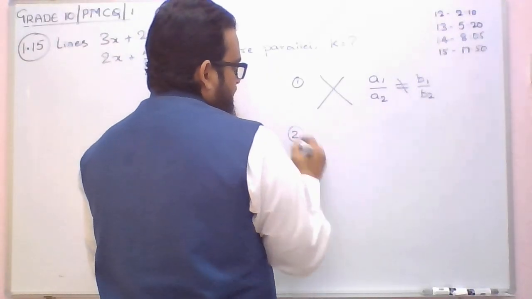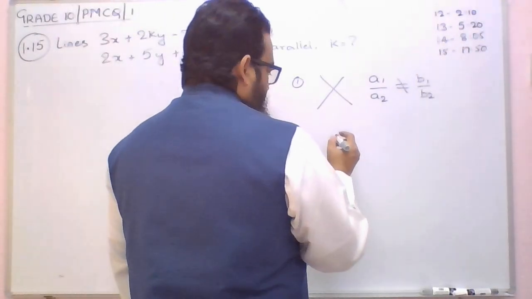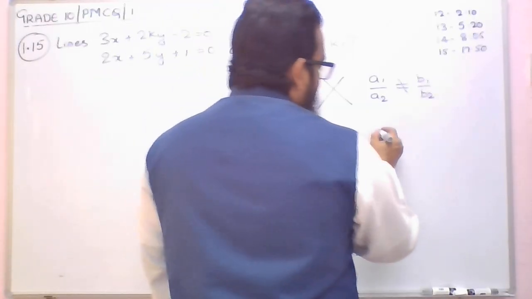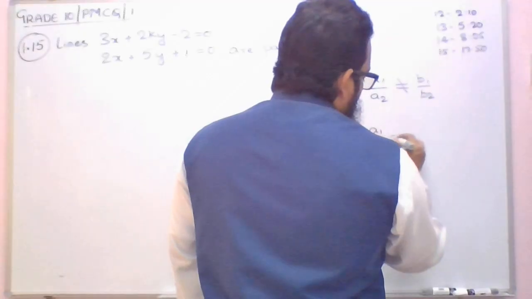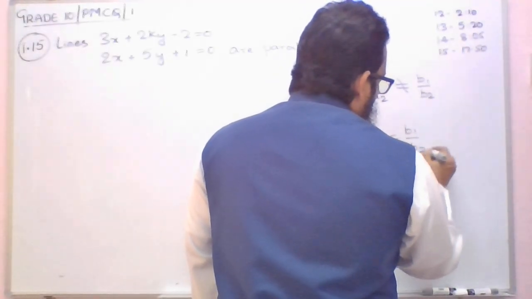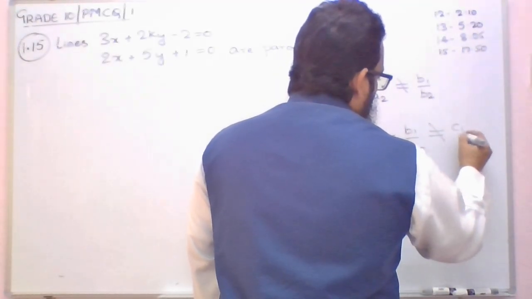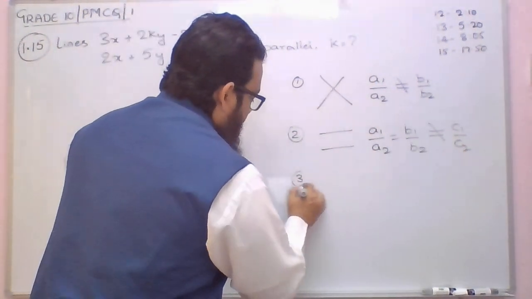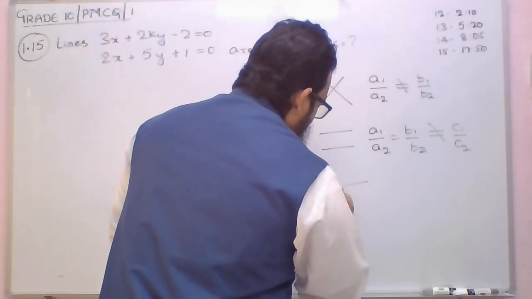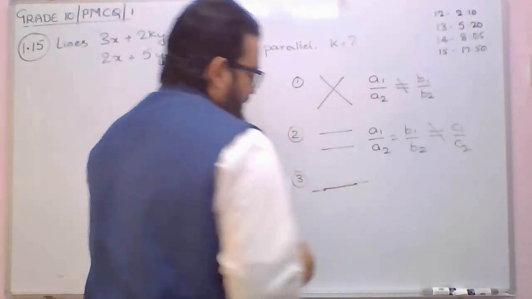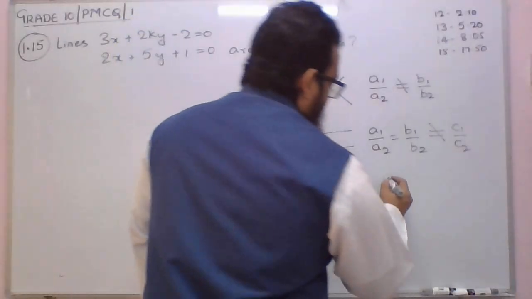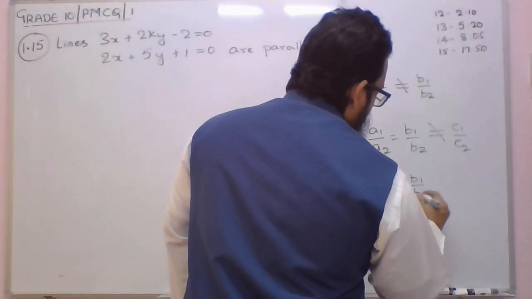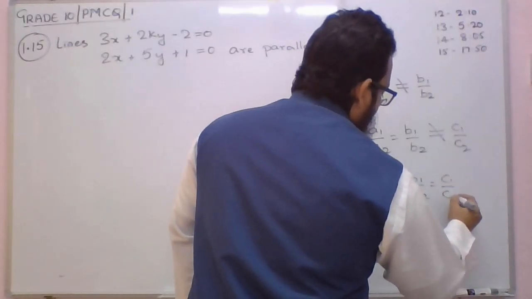And the second one is if 2 lines are parallel. If 2 lines are parallel, A1 by A2 equals B1 by B2 and it is not equal to C1 by C2. Am I right? And what is the third situation? Third situation means one line is above another line, that means coincident. So if they are coincident, A1 by A2 is equal to B1 by B2 is equal to C1 by C2.